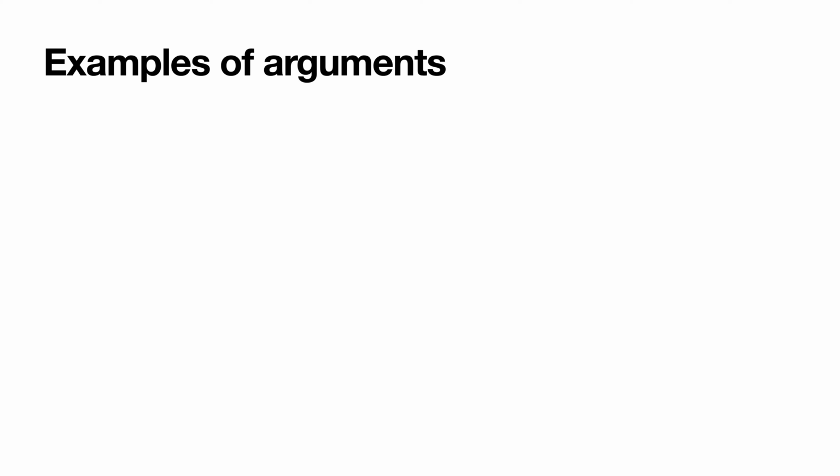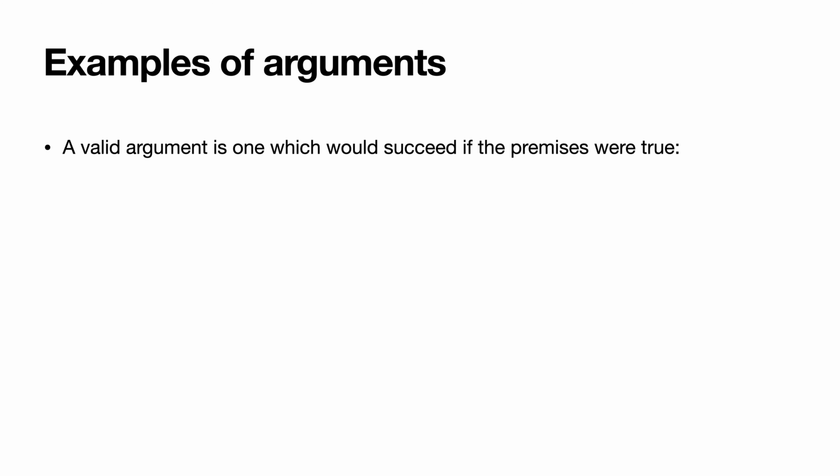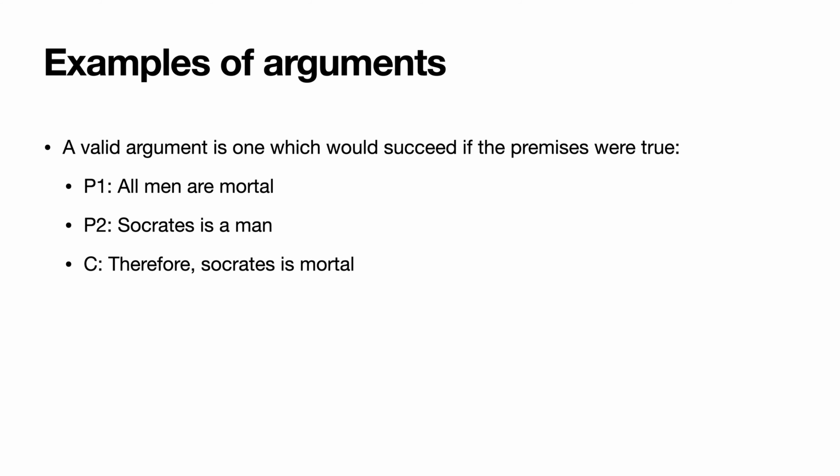Here's an example of a valid argument. This is a classic one. Premise 1 says all men are mortal. Premise 2 says Socrates is a man, and from there we can conclude that Socrates is mortal. From here you can see this sort of top-down reasoning in action. We're going from the general to a specific example.